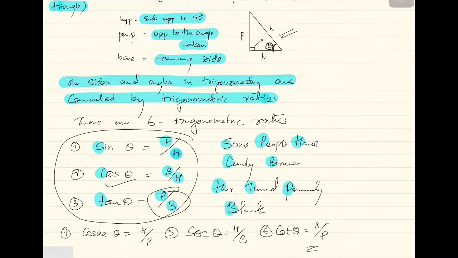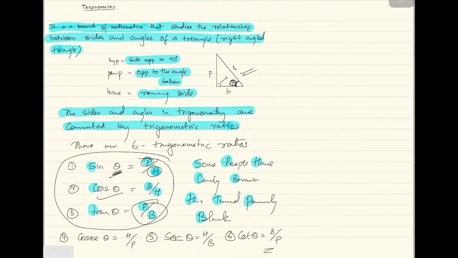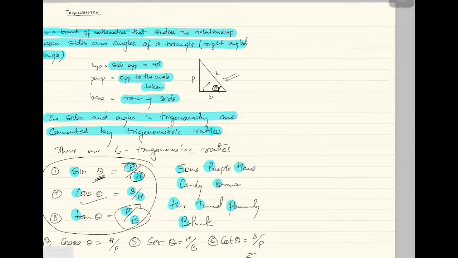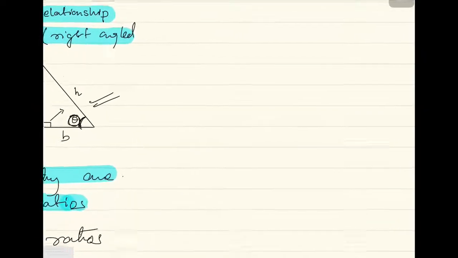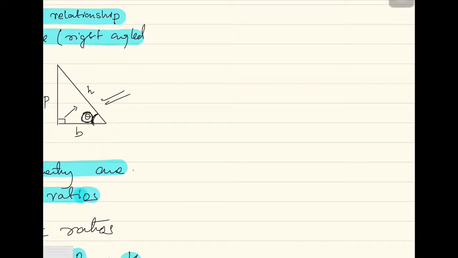Remember, so copy all of these. So here we have the 6 trigonometric ratios, and you see these actually connect sides with angles because theta is angle and p and h are sides. So these six trigonometric ratios connect sides with angles. Correct.